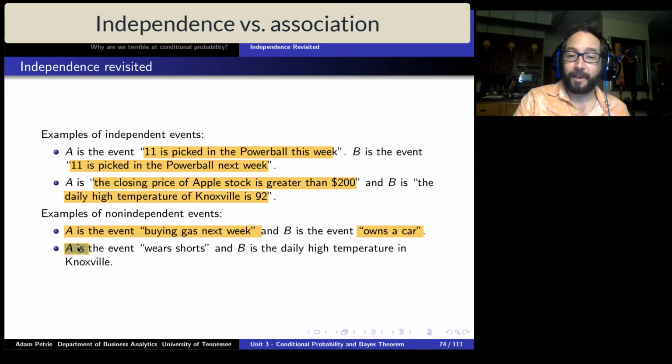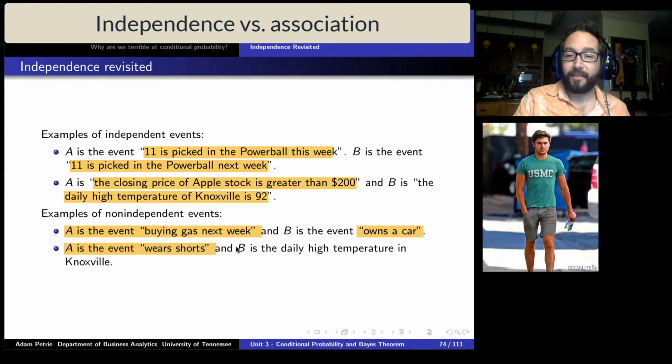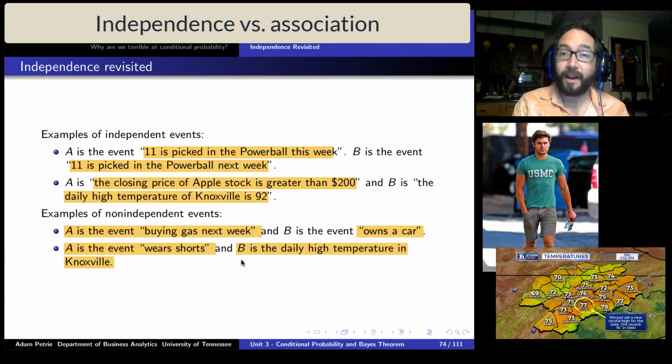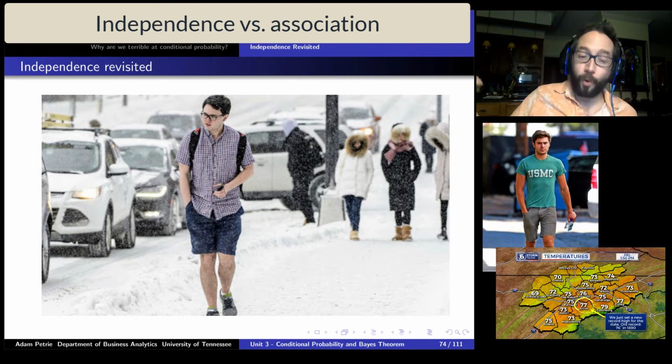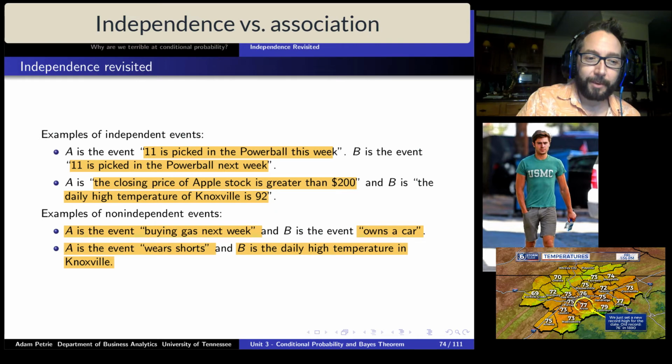Likewise, event A being someone wearing shorts, event B is the daily high temperature in Knoxville. Yeah, pretty strong relationship. If the temperature is low, only those die-hard shorts aficionados are going to be wearing shorts. There's always that one person, it's like 30 degrees outside, and they're just trotting around campus in shorts. I'm like, aren't you cold? I guess not. If the temperature is really warm, yeah, probably going to be wearing shorts here.